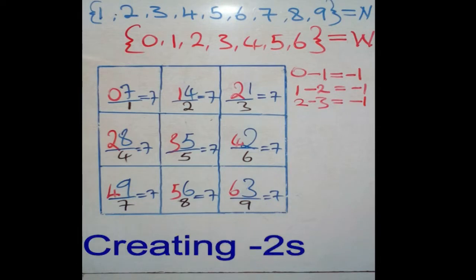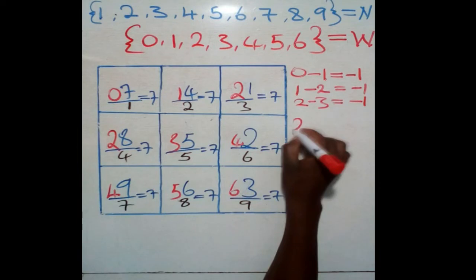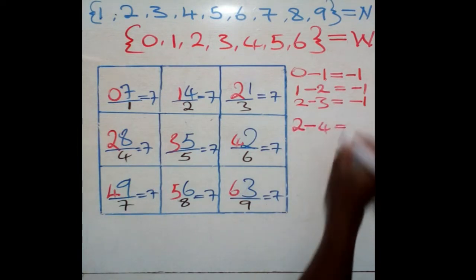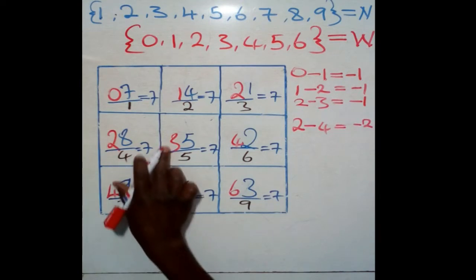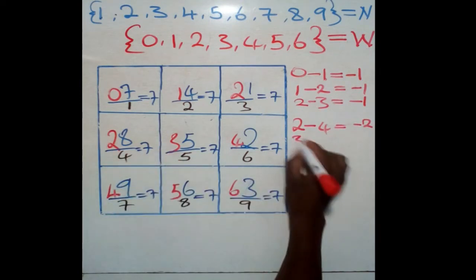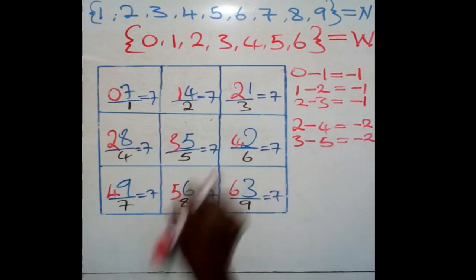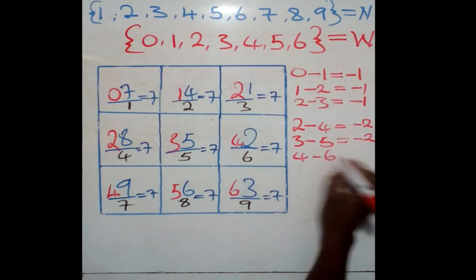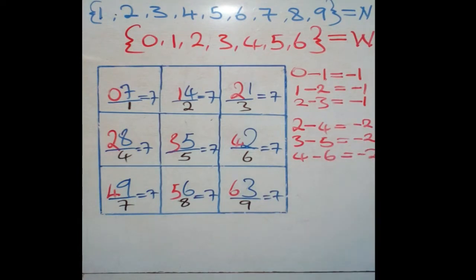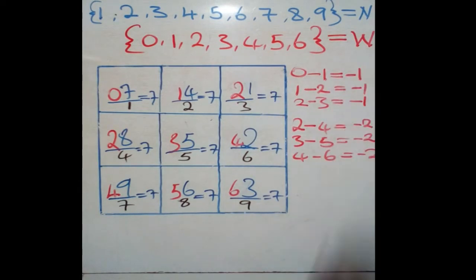Now 3 negative 2s. 2 minus this 4, they're saying 2 minus 4. What are we going to have? Negative 2. What about here? 3 minus 5 equals negative 2. There, 4 minus 6 equals negative 2. So we are able to create 3 negative 1s, 3 negative 2s.